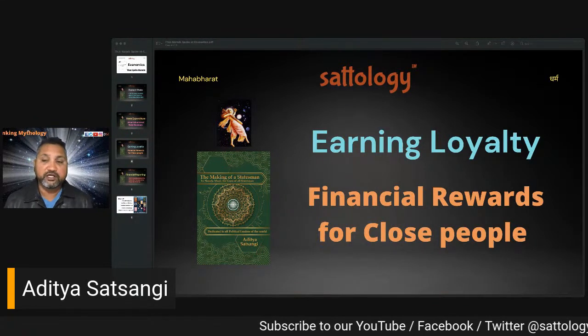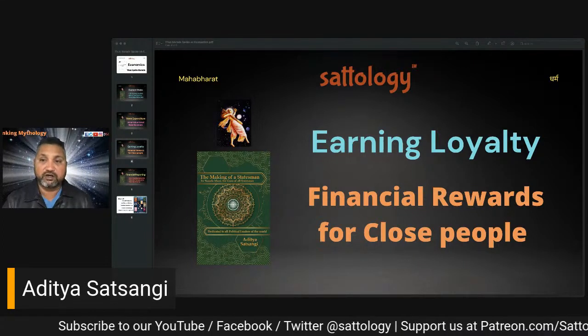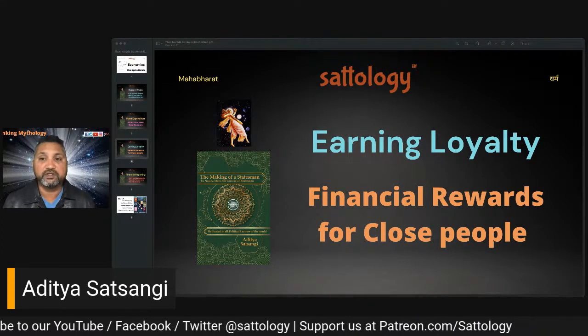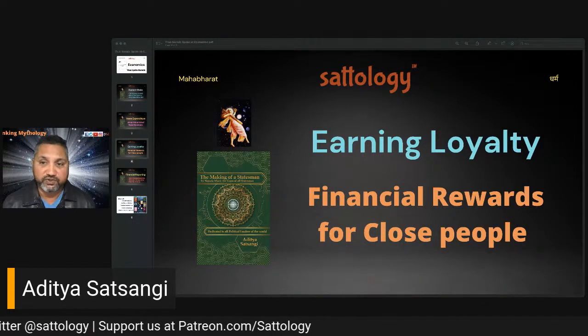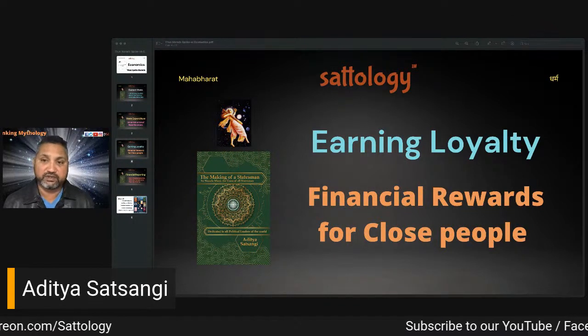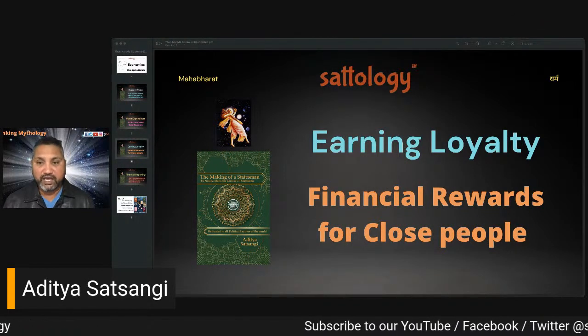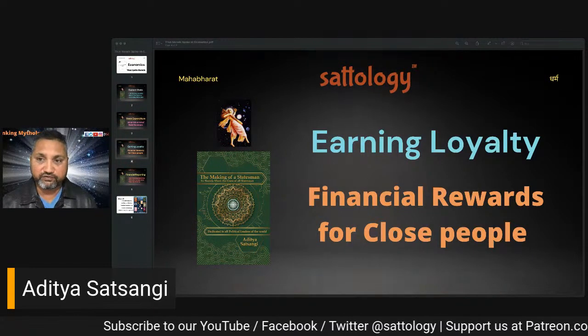And so, earning loyalty: Narad Muni instructs Yudhishthir that you must earn the loyalty of your close people so that you can rule. So this was a challenge for Yudhishthir also. Even though he was very close to Krishna, on a vyavaharic level, or a practical level, he had to ensure the loyalty of his own people.